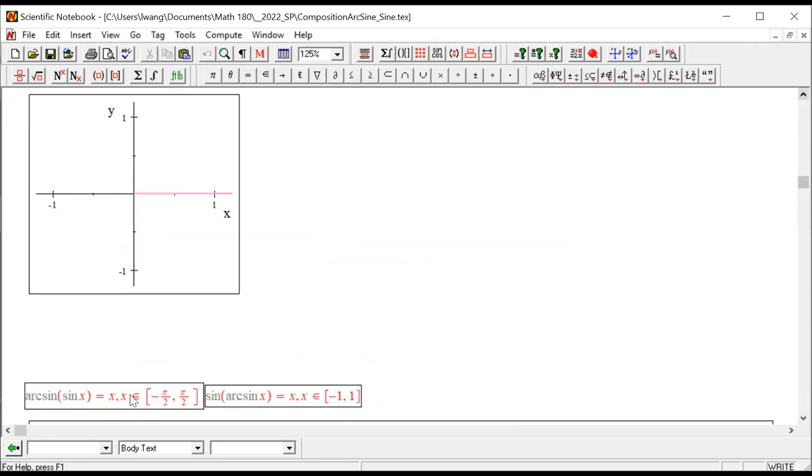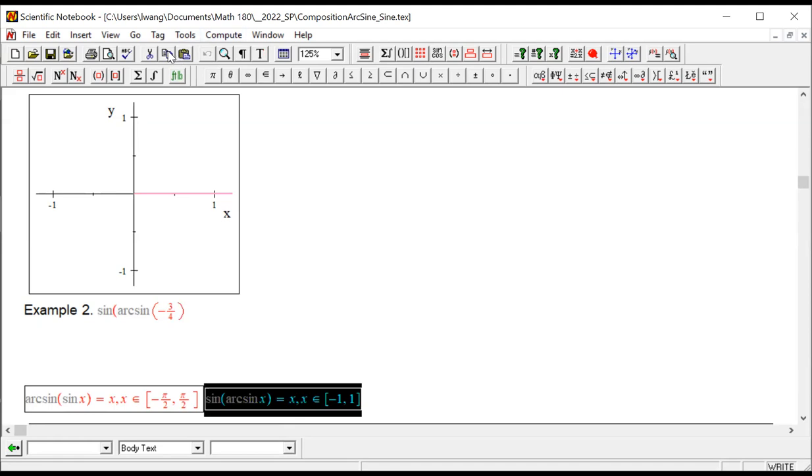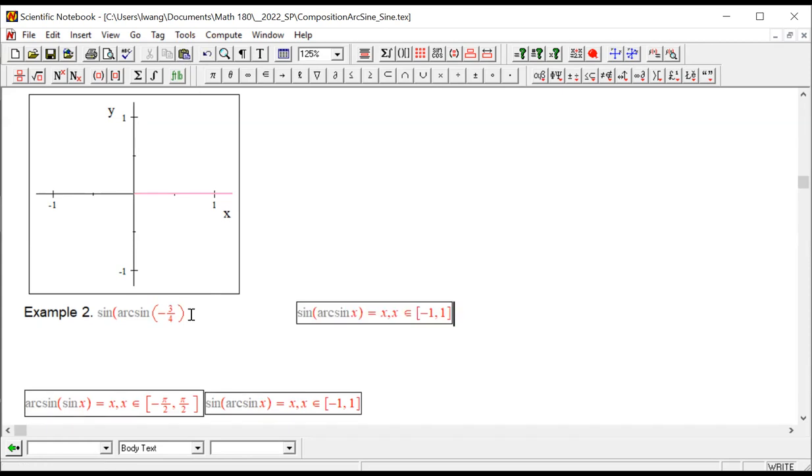Example number 2. Here we have the sine of arc sine, parentheses, -3/4. It's not a special angle once again. What does that equal to? Well, you can see this property applies once again, right? And hold on, I'm going to put a parenthesis this way.